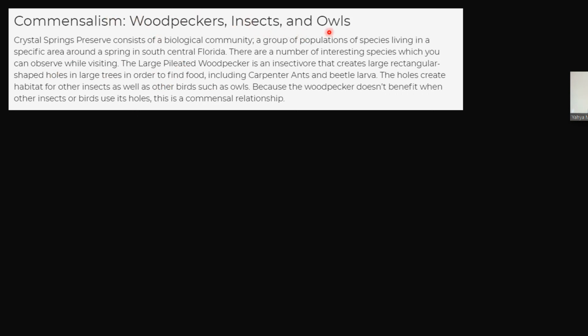So the insects and owls are now benefiting from the woodpecker's holes, but the woodpecker doesn't care. It doesn't need to go back and find more insects there. It goes somewhere else, and by itself it's finding other insects. So it doesn't care what these guys are doing on the tree that it left behind.